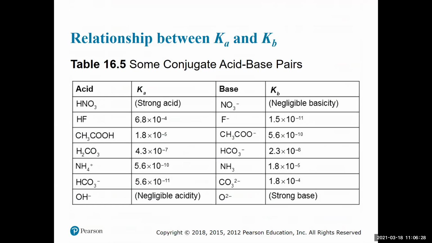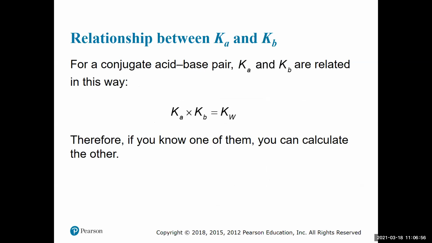So now we're going to move on a little bit and talk about the relationship between Ka and Kb. Because when we talk about Ka and Kb, we're talking about conjugate acid base pairs, and here are some examples up here of conjugate acid base pairs and their related Ka and Kb values. And what you should see is that if you multiply Ka times Kb, it equals Kw. So that's for these conjugate acid base pairs.